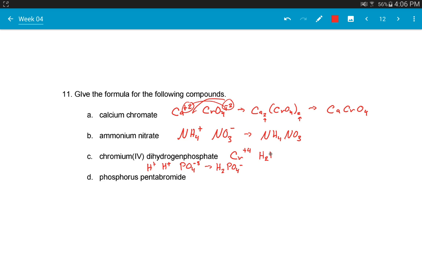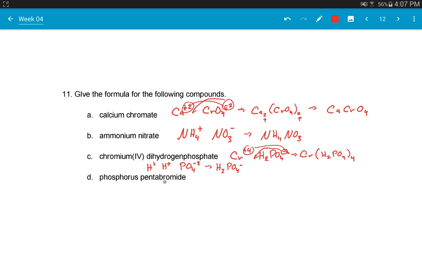So we have H2PO4 negative. If we cross our charges, that gives us Cr, and now parentheses, H2PO4 with a subscript 4. Again, as a subscript, these 4's tell us that we have 4 of the dihydrogen phosphate ions. As a superscript, it's telling us how many electrons have been gained or lost by that particular ion.